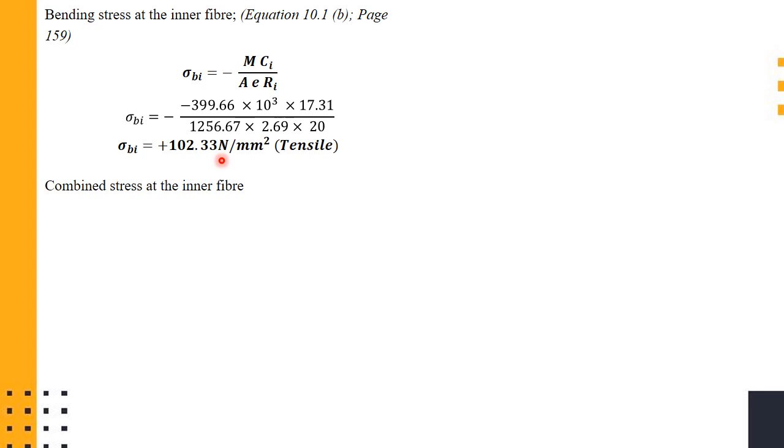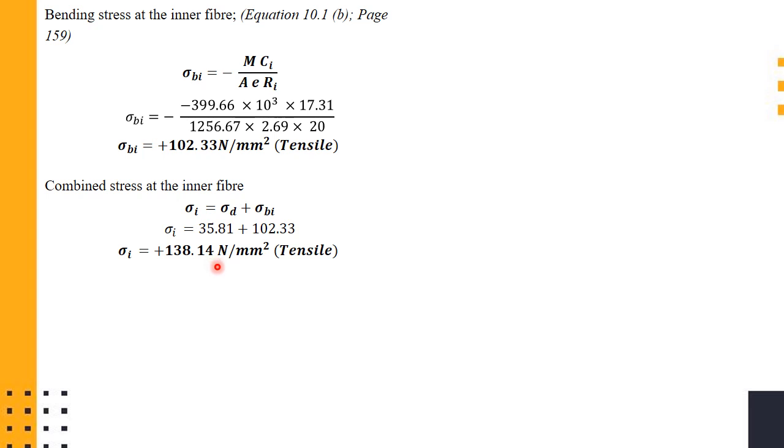Next you can go ahead and calculate the combined stress at the inner fiber. Sigma d value is already there. Sigma i is equal to sigma d plus sigma bi. Sigma d we have calculated, which is around 35.81 Newton per mm square. Add it to the bending stress at the inner fiber and you will get the combined stress, which is a tensile stress generated at the inner fiber at section AA. This is the final combined stress with respect to the inner fiber.